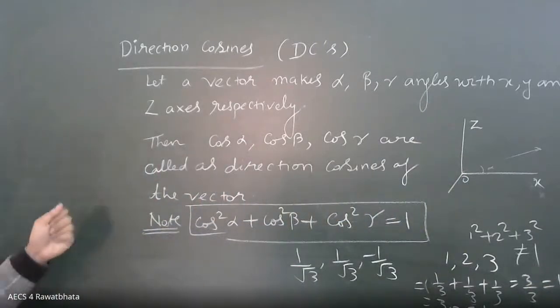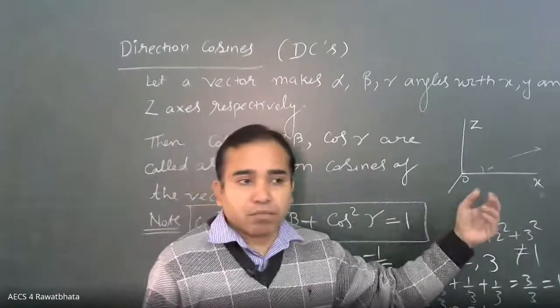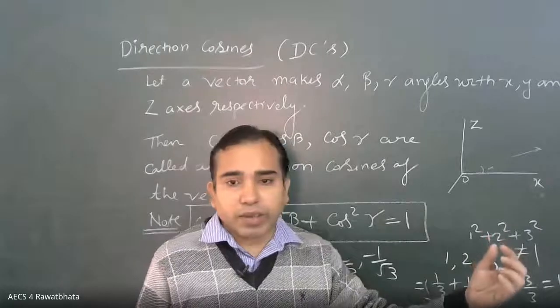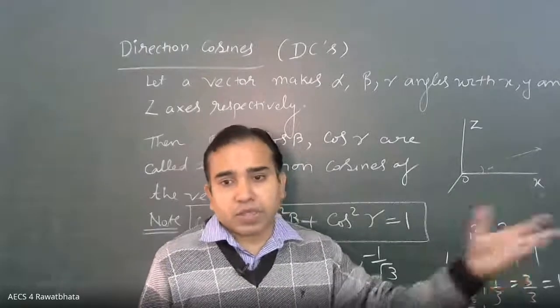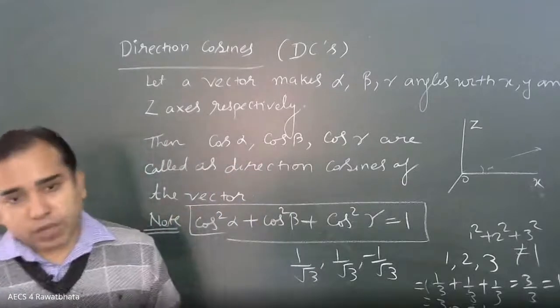ठीक है, तो direction cosine निकालने के लिए वो vector हमें question में given होगा, that एक vector x axis से this much angle is creating, y axis से और z axis से भी angles given होंगे, उनके cosines ले लीजिए, direction cosine आपको मिल जाएंगे.